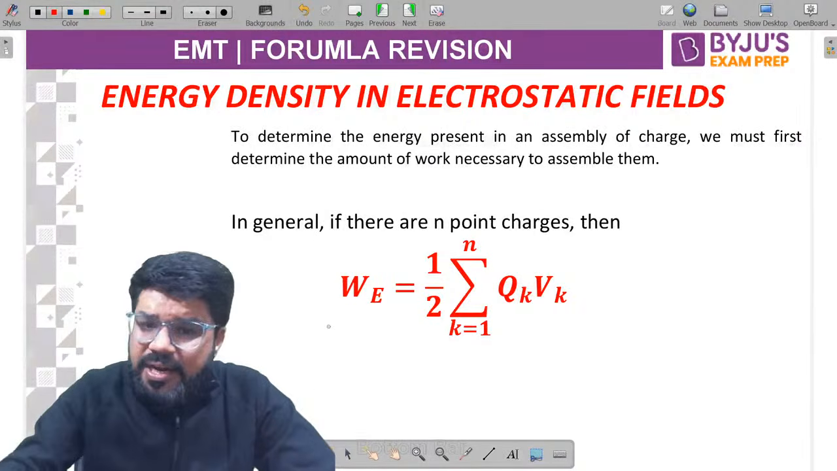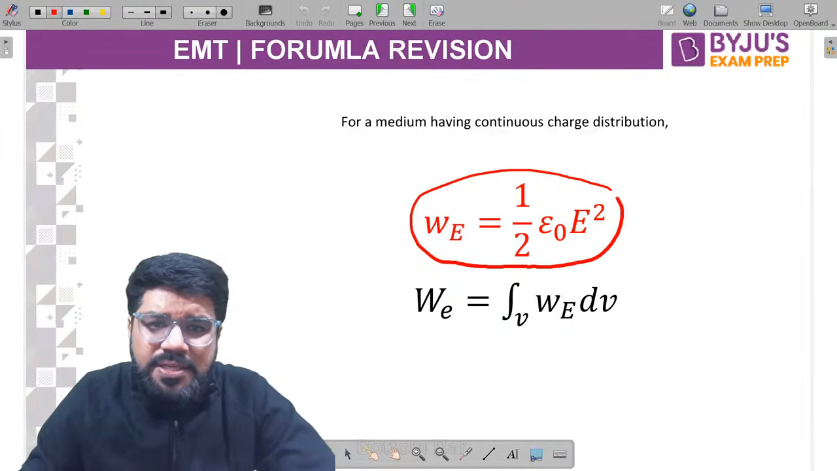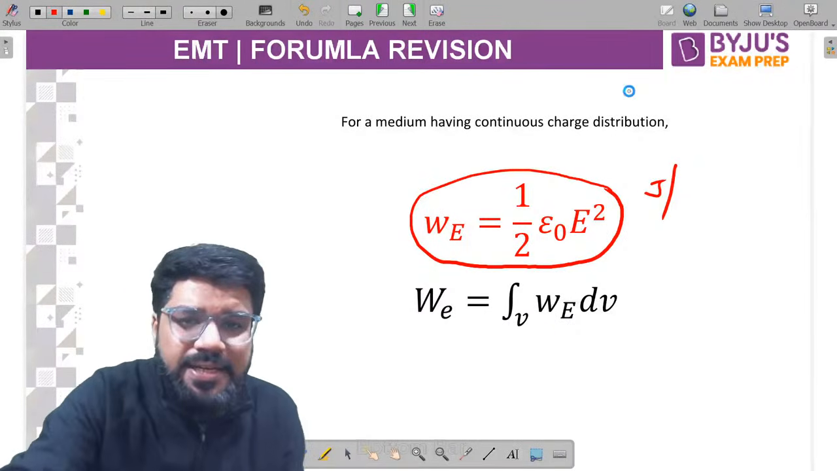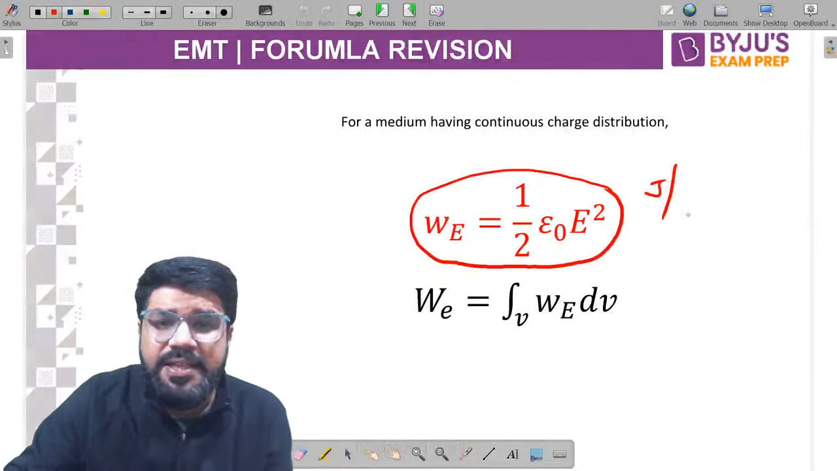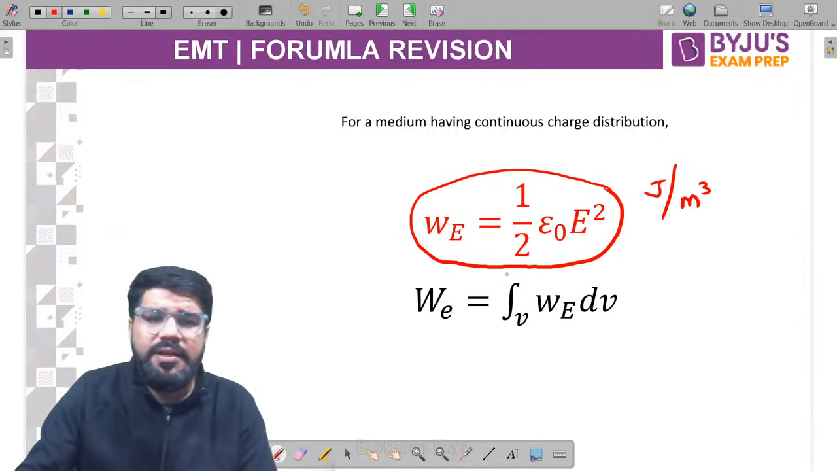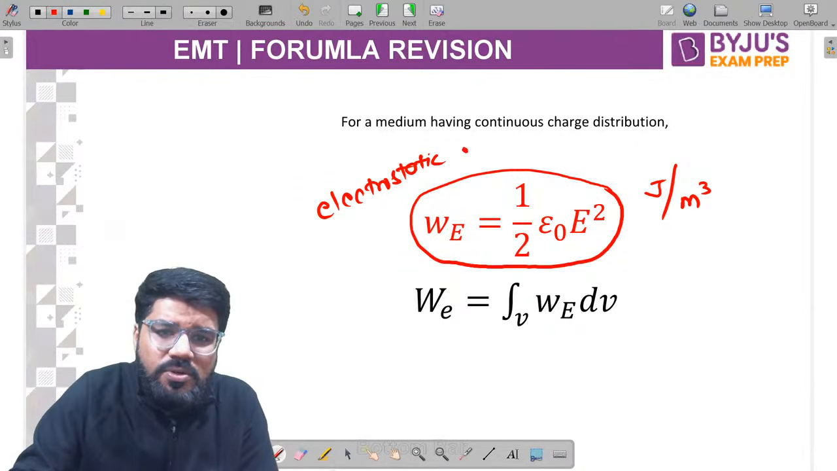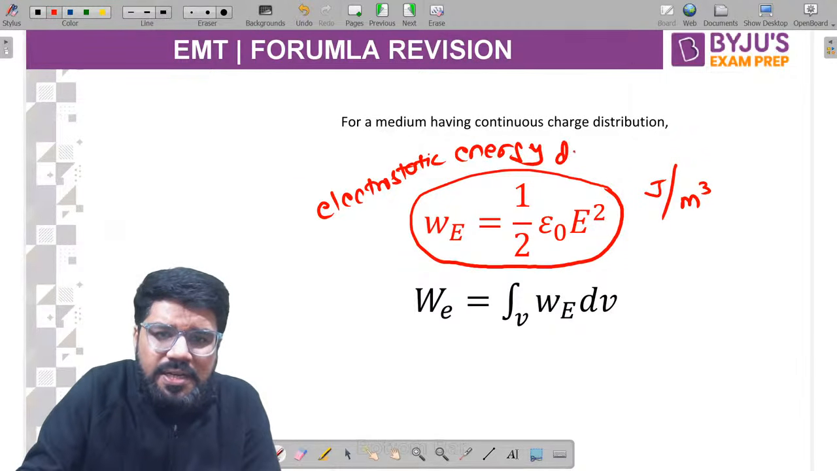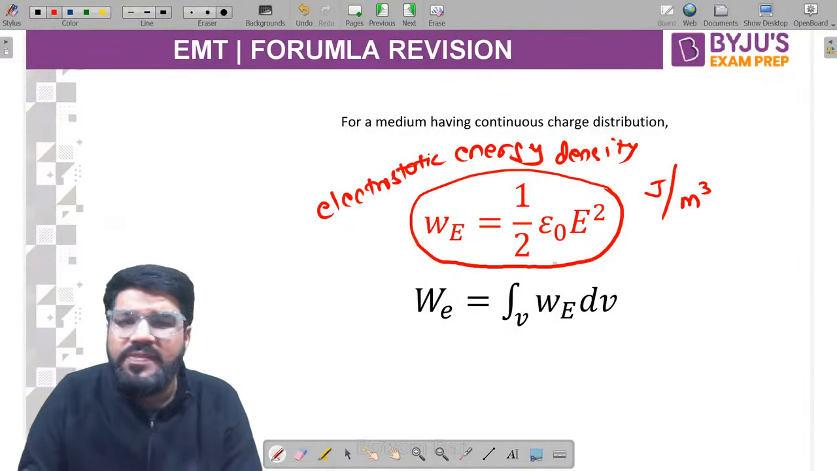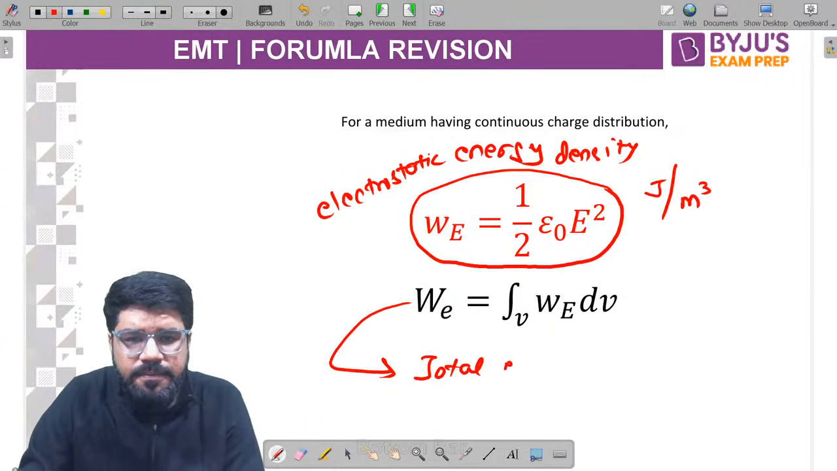If the medium is having continuous charge distribution, then the energy density is given by half epsilon E square. Small w is the energy density, that is the energy per unit volume, joules per cubic meter. Again, these are not important formulas for numerical. This is known as the electrostatic energy density, energy per unit volume, given by half epsilon E square. E means the magnitude of the electric field, and capital W e is the total electrostatic energy.